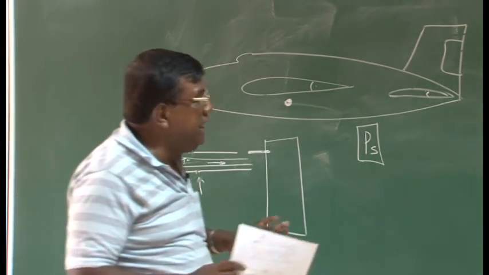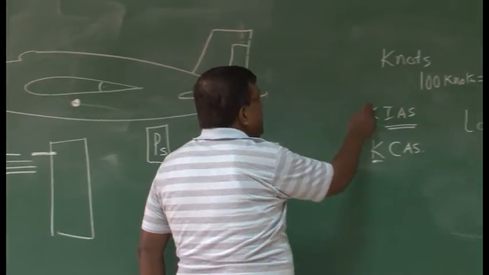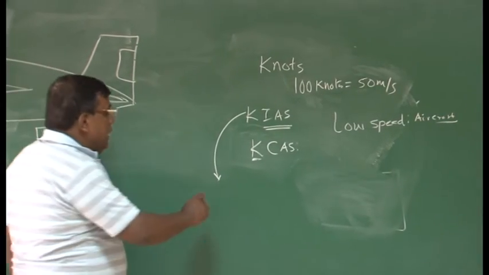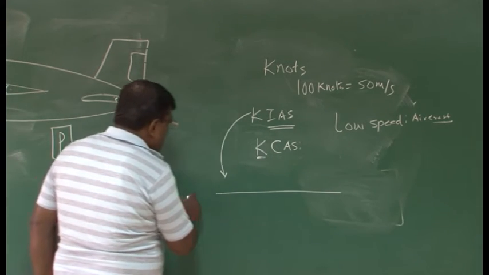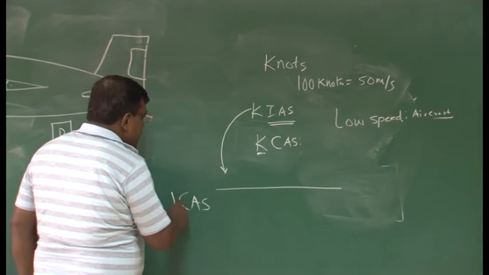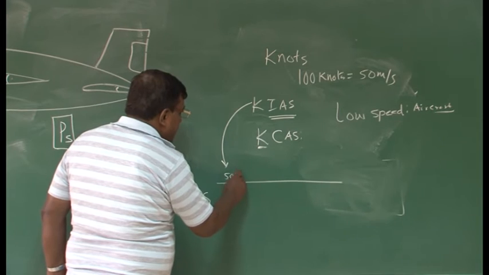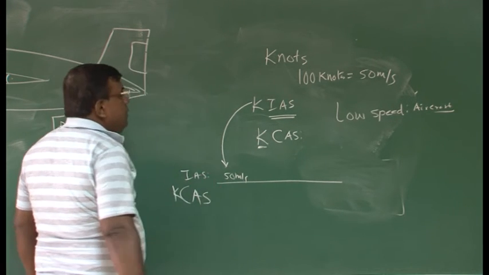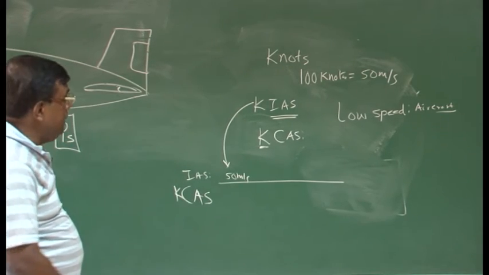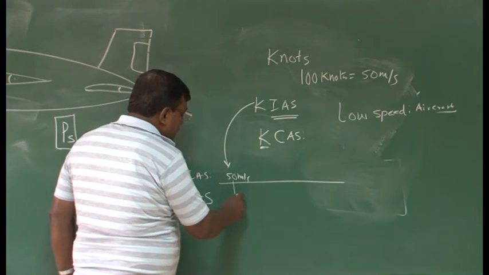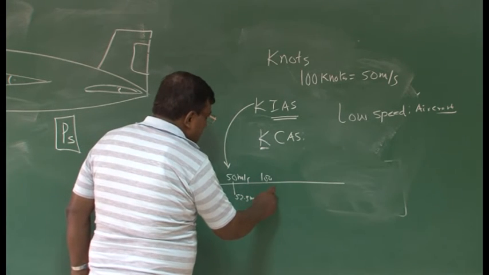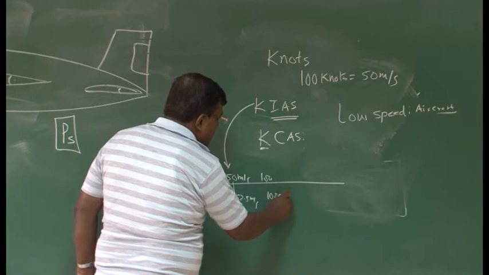That is, whatever you are reading in the KIAS on the airspeed indicator, there will be a chart, calibrated airspeed. So suppose this is 50 meter per second IAS, what you are reading from your airspeed indicator, it will give, please read this as 52.5 meter per second. Suppose it's 100, there will be something like 103.6 meter per second.